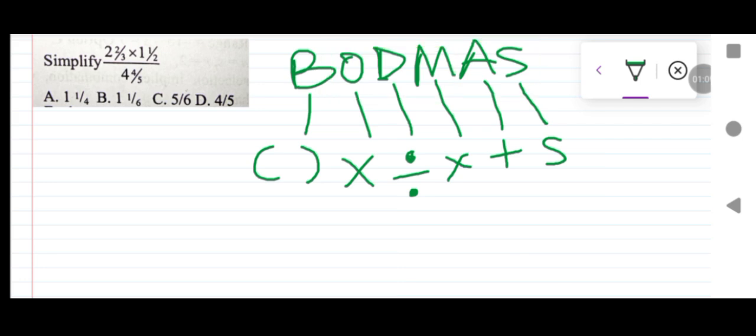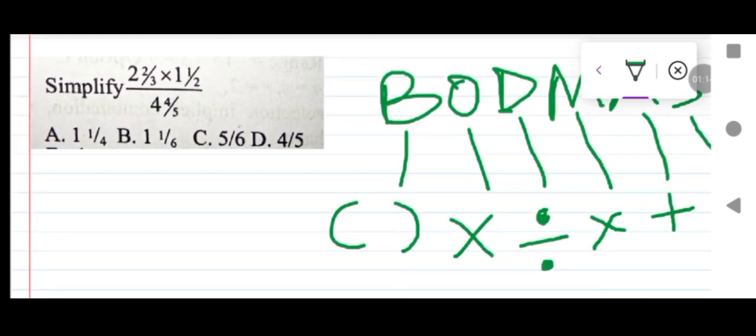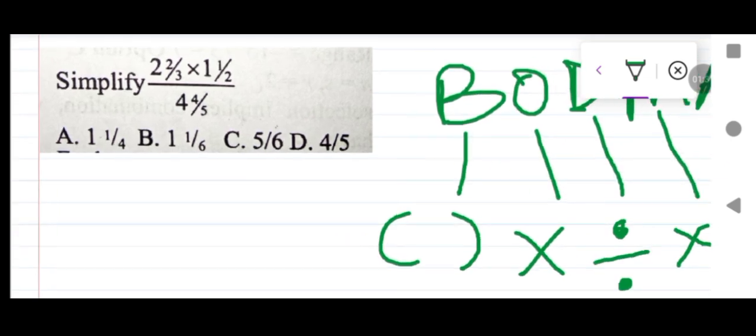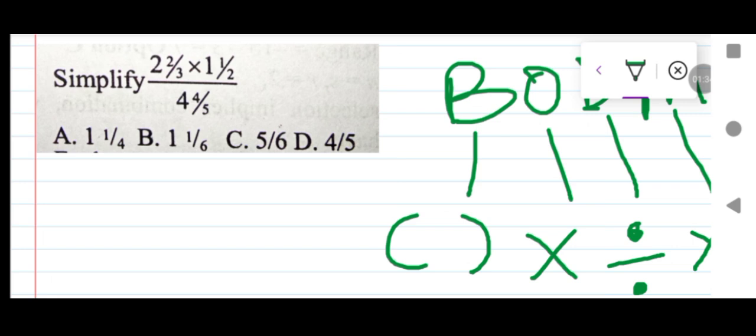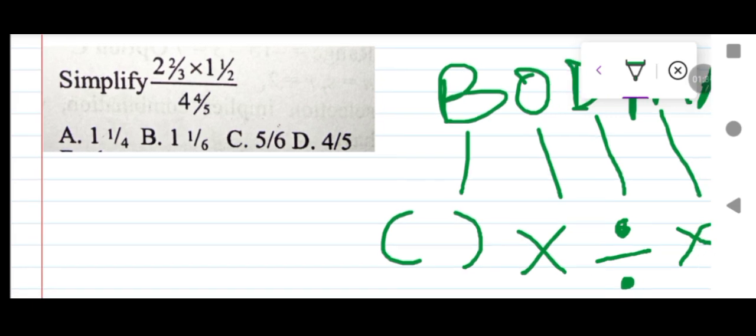So now let's see this question over here. The question is a very simple one, and right here we are having this beautiful question. It says simplify 2 whole number 2 over 3 multiplied by 1 whole number 1 over 2 divided by 4 whole number 4 over 5. And what you want to do is always consider the numerator and the denominator. So the up number right here is the numerator. So we simplify the numerator first of all.